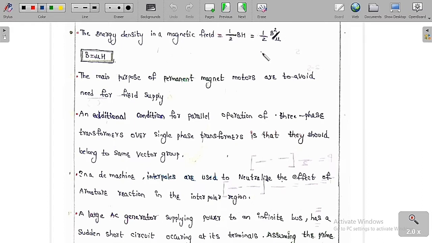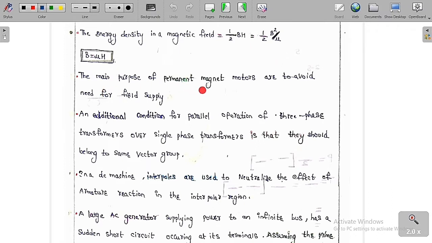The energy density in a magnetic field is equal to half into B into H, which is equal to half B square by mu. So this is the formula of the energy density in a magnetic field. B is equal to mu into H. Therefore, this is called the energy density in a magnetic field.